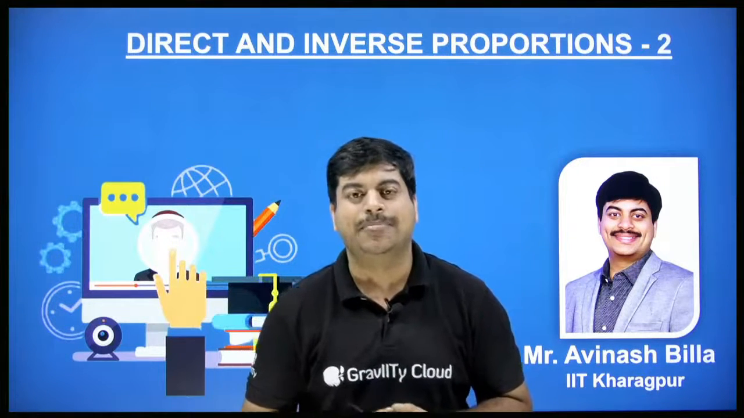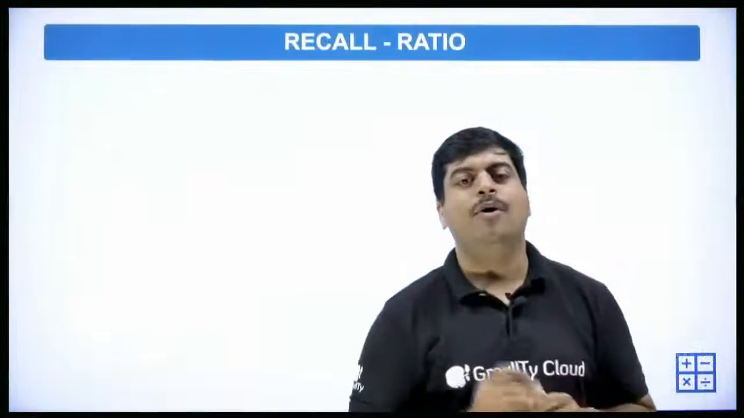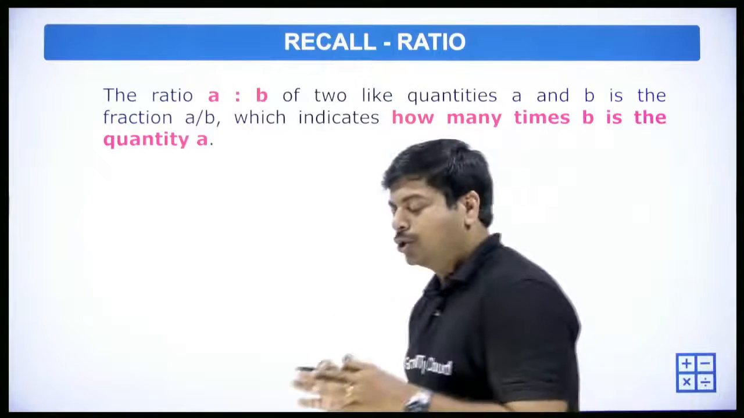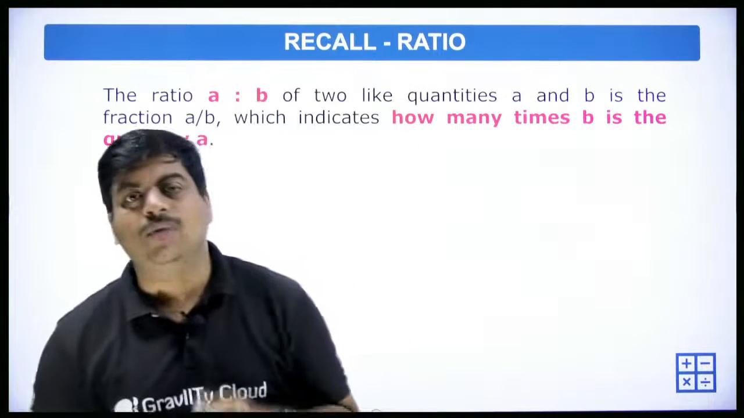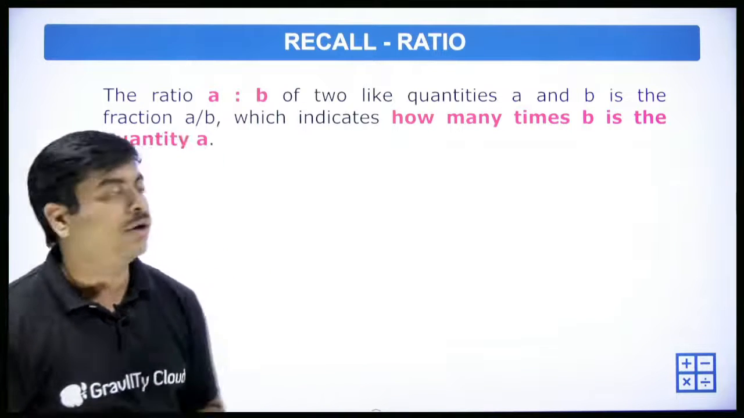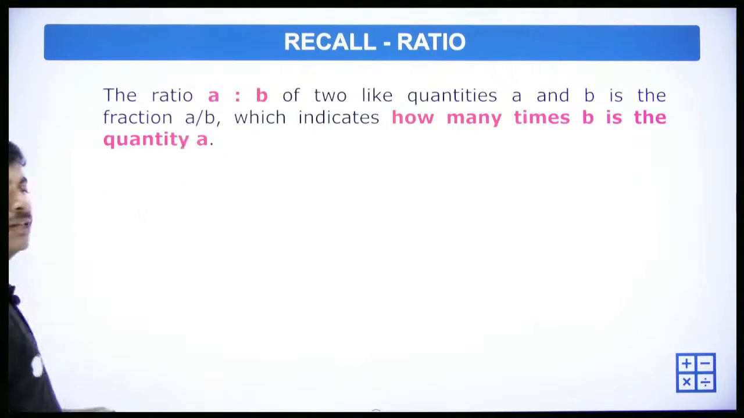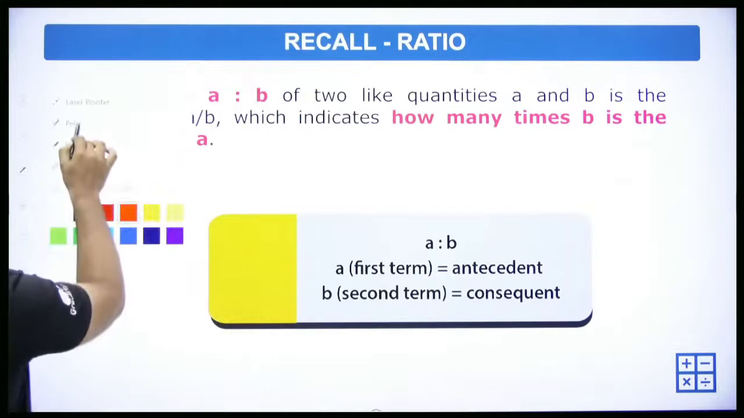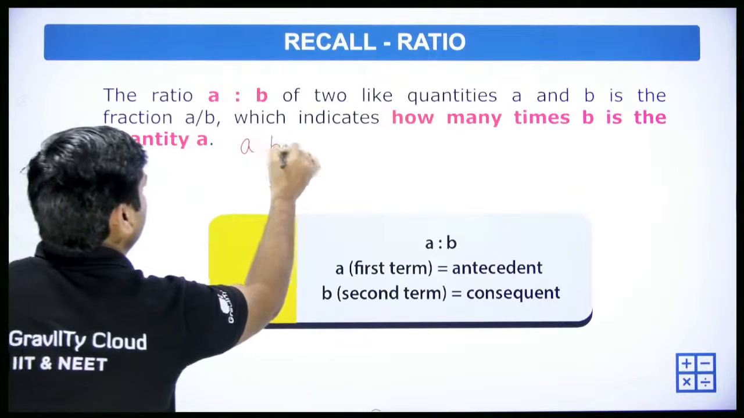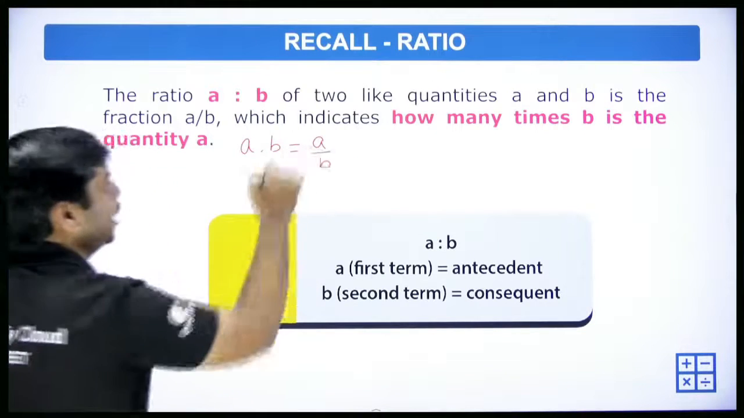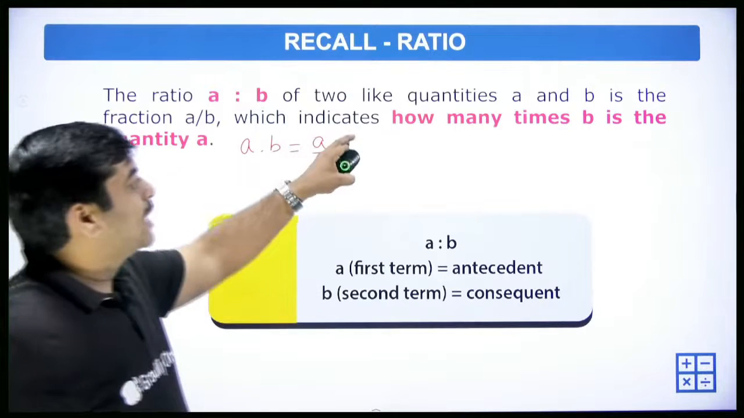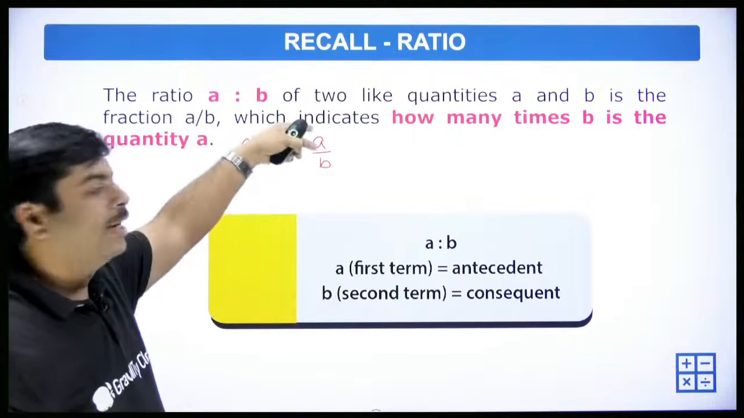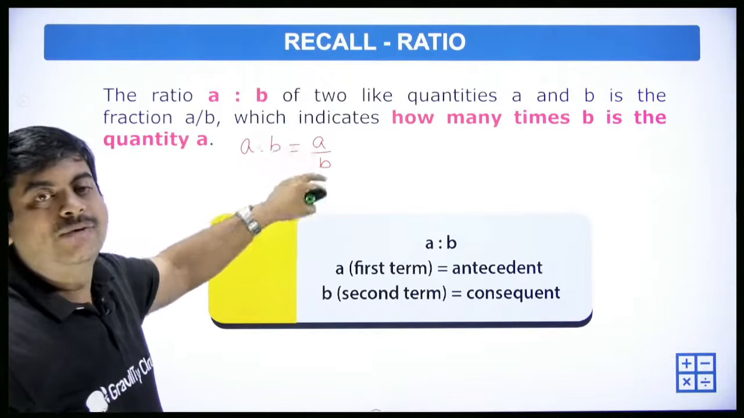Let's start today's session. Let's try to have a small recap of what we discussed in the previous class. We discussed what a ratio is. In the lower classes you have learned what a ratio is, but once again a small recap. The ratio A is to B is nothing but A by B, the fraction value A by B, which indicates how many times B is the quantity A.